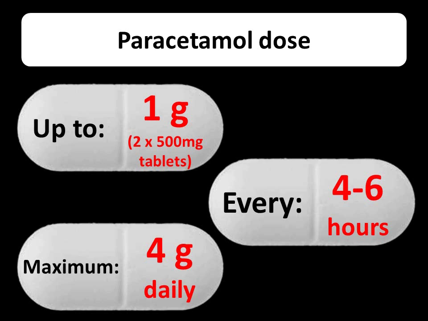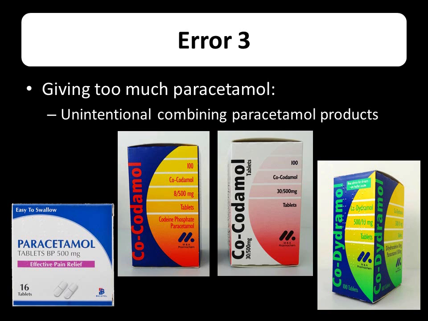So anyway, this leads us on to the third type of error that I wanted to talk about, which are cases in which a service user has been given too much paracetamol and so has been put at risk of that liver damage that I've been talking about.